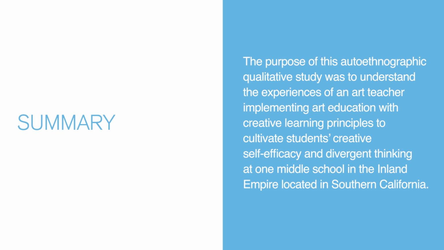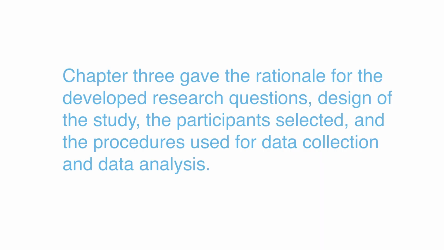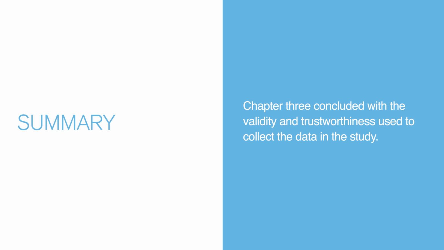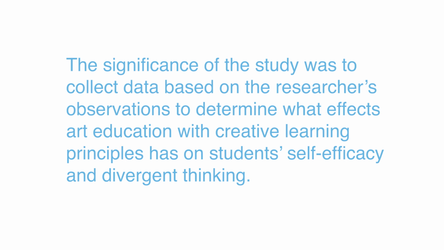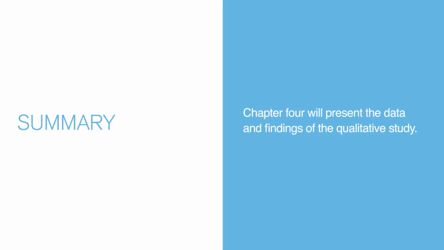Chapter 3 gave the rationale for the developed research questions, design of the study, the participants selected, and the procedures used for data collection and data analysis. Chapter 3 concluded with the validity and trustworthiness used to collect the data in the study. The significance of the study was to collect data based on the researcher's observations to determine what effects art education with creative learning principles has on student self-efficacy and divergent thinking. Chapter 4 will present the data and findings of the qualitative study.